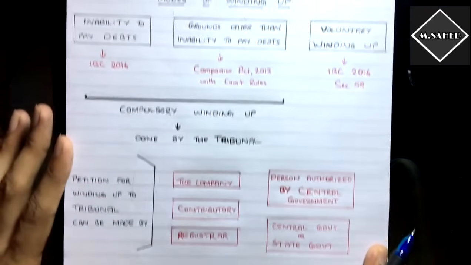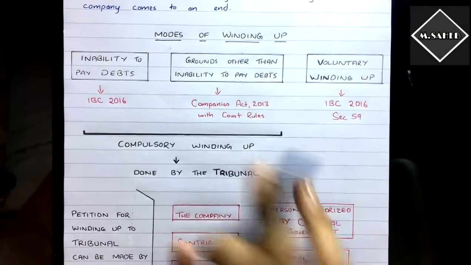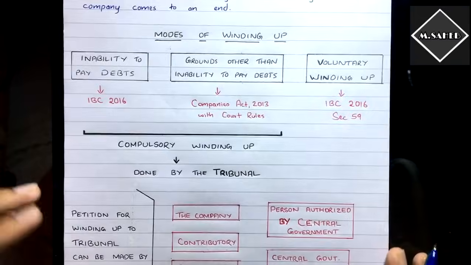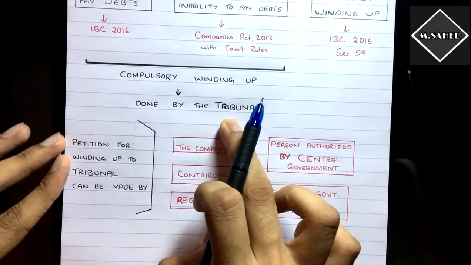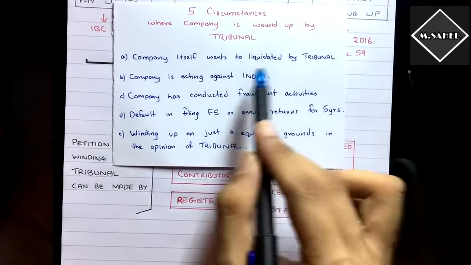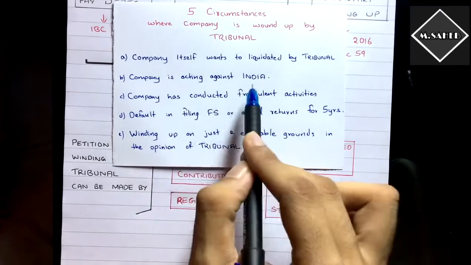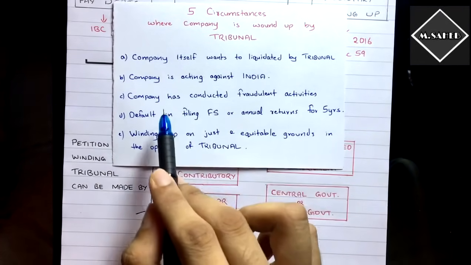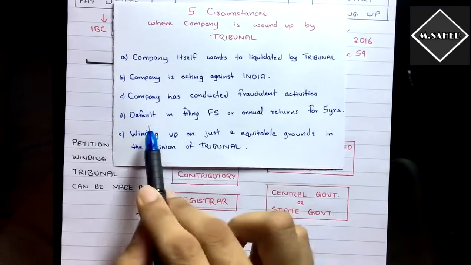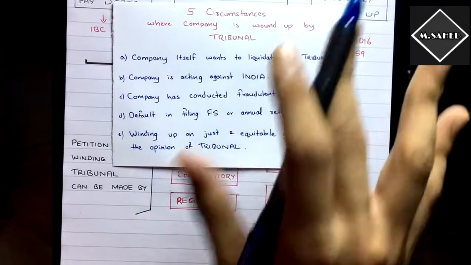Right, so we saw the meaning and modes of winding up. Yeah, 3 different modes of winding up. These 2 are compulsory, this is voluntary, and the compulsory is done by the tribunal. And we also saw the 5 ways, right? The first is the company itself wants to be liquidated by the tribunal, and then the second is acting against India, and then fraud activities, and then failing to file the financial statements with the registrar and annual returns for 5 consecutive years.